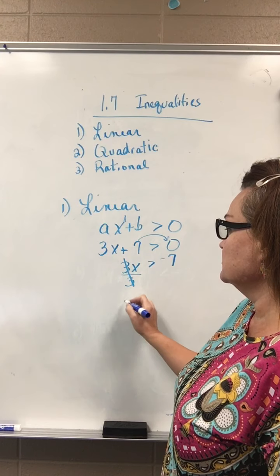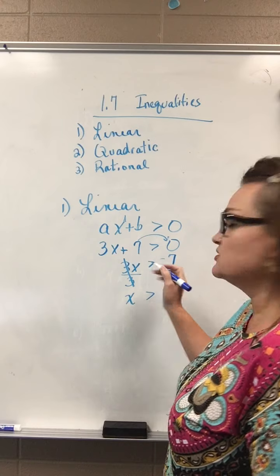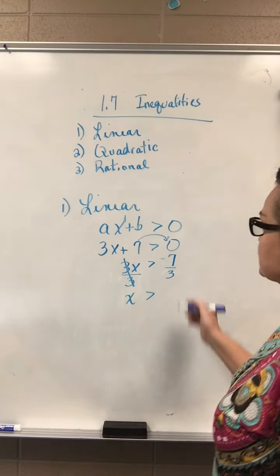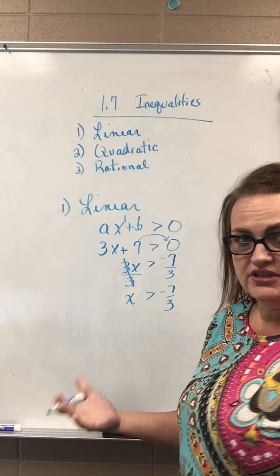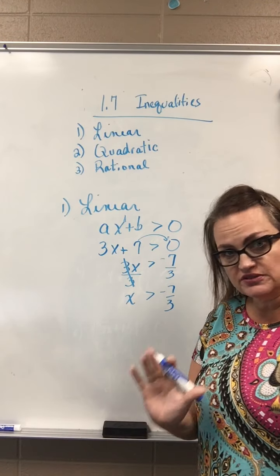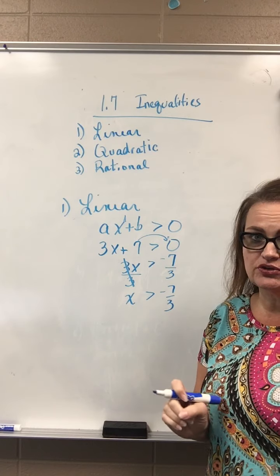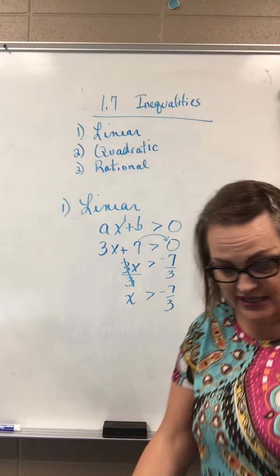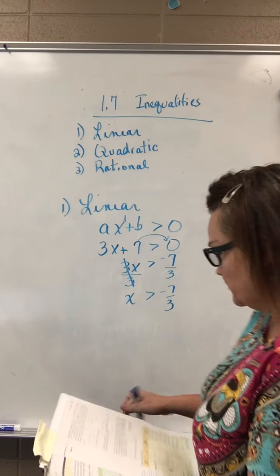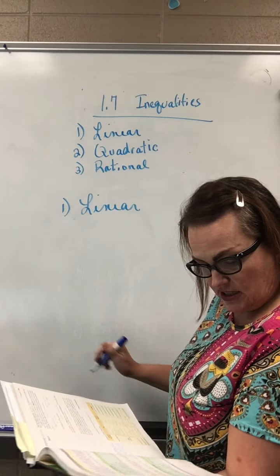And then you can divide by whatever's with your variable, just like before. 3 divided by 3 comes out to be 1x or x. And then you always keep the balance on these just like you do with your equations. So we divide the other side also by 3. So x is greater than negative 7/3 is our answer. So same thing we were doing, just when we divide by a negative, I'll show you that in a little bit, we'll have to flip the inequality sign around. Otherwise, same thing.